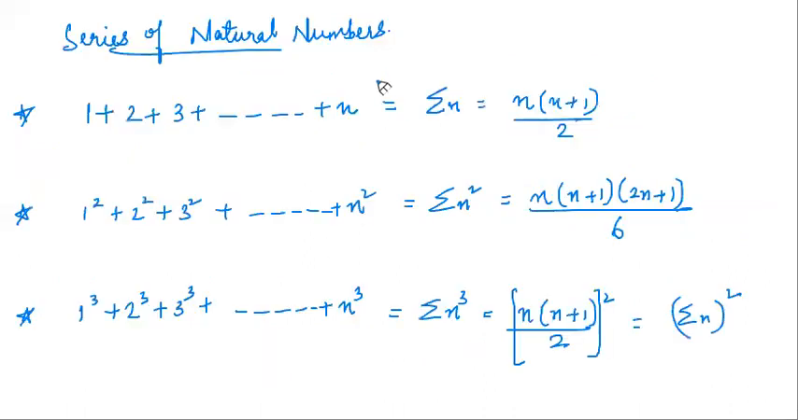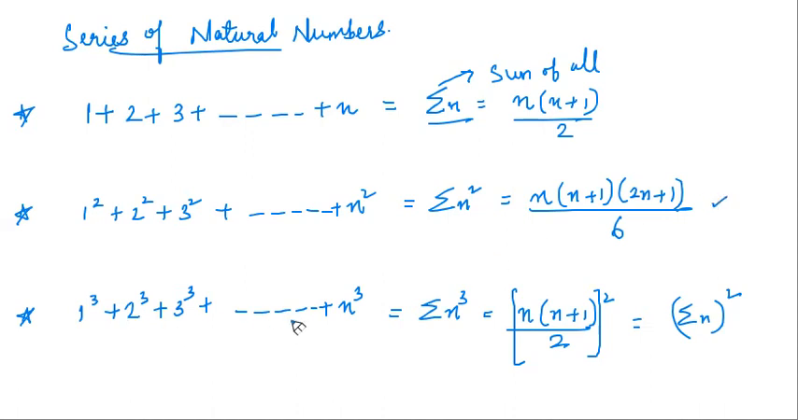Now we have series of some natural numbers. The sum of all the natural numbers is denoted by summation, sigma n, which is equal to n into n plus 1 by 2. Now, the sum of the squares of the natural numbers is denoted by sigma n square, where sigma is again the sum of all the n square, which gives you this.